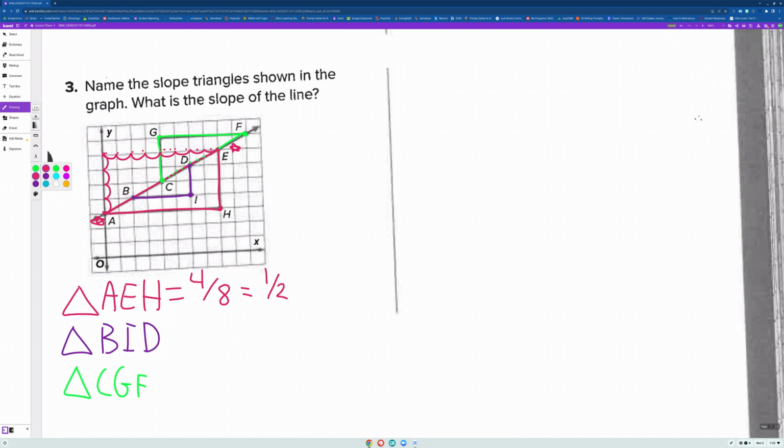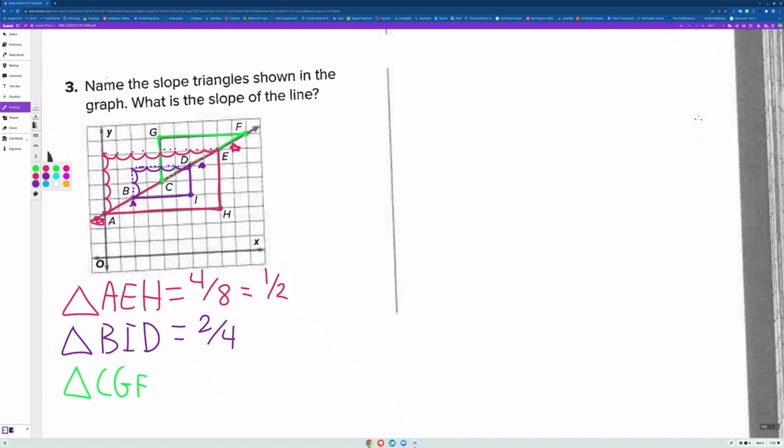So now let's take a look at my triangle BID. I'm going to start at my lowest point B and see if I can get to my D. So because there's just a lot going on, I'm going to make a nice little dotted line to help me figure out where I'm going to go. So I'm going to go up 1, 2, and because I went up, that's a positive 2, all over, and I'm going to move to the right, which means that this number is also going to be positive. So positive 1, positive 2, positive 3, positive 4.